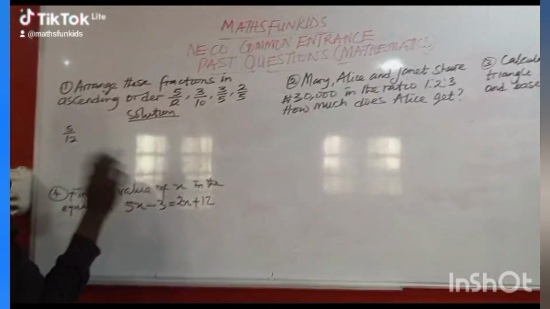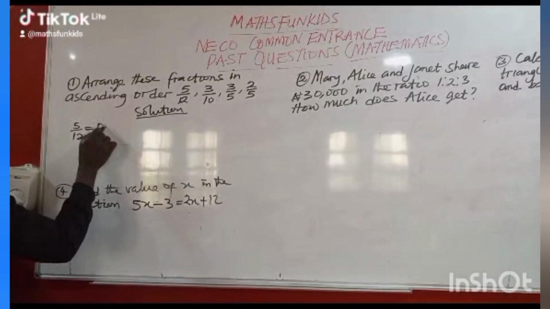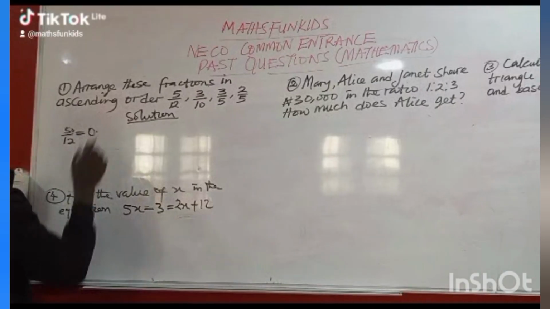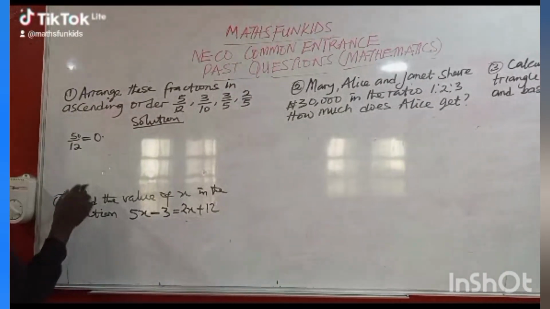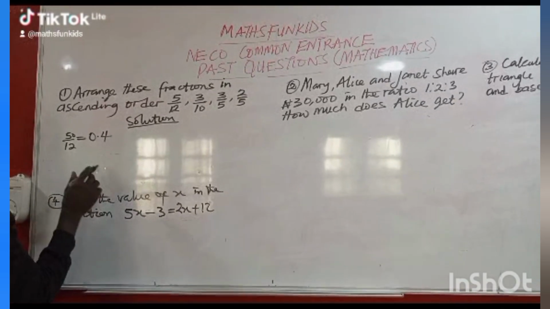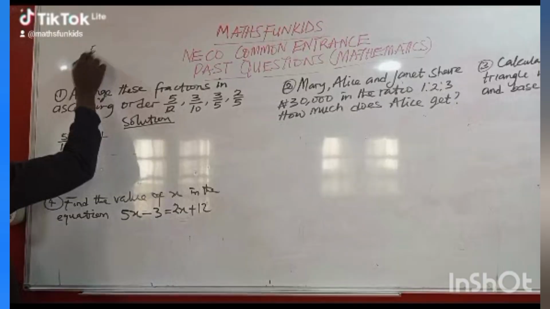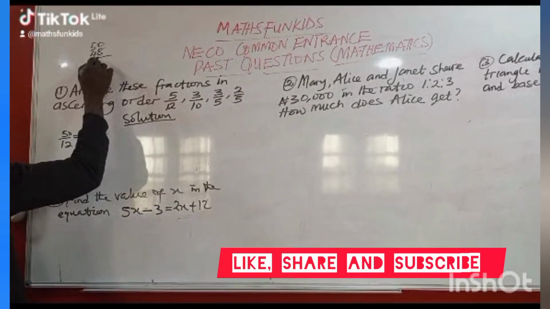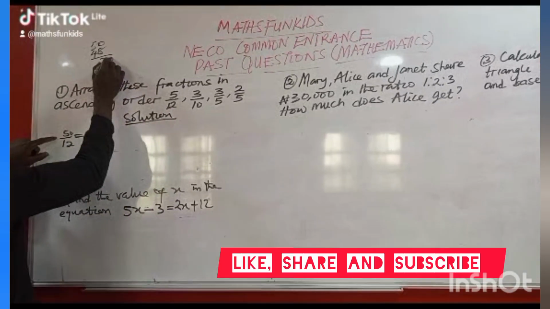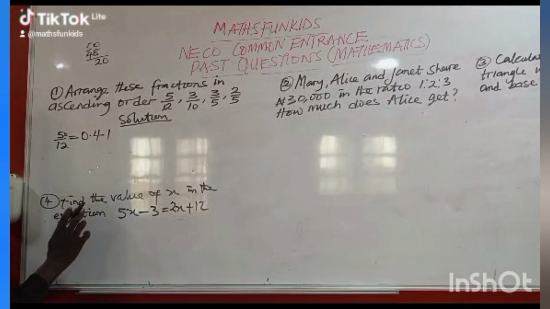Convert everything to decimal. 5/12 will give us what? Can 12 go in 5? No. 0, add 0 to this, it becomes 50. Now 12 goes in 50, that will be 4. 4 times 12 gives us 48. 50 minus 48, we have 2 left. Now if you add 0 to it, you have 20. 12 goes into 20 once. So let us stop there.